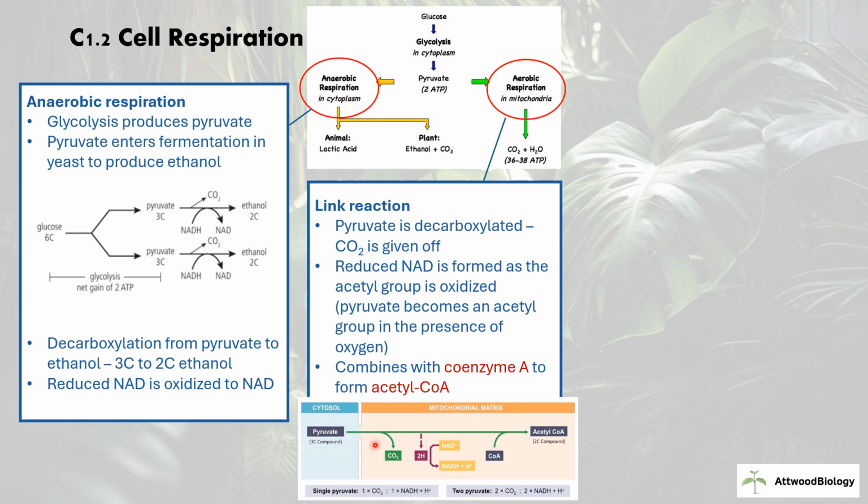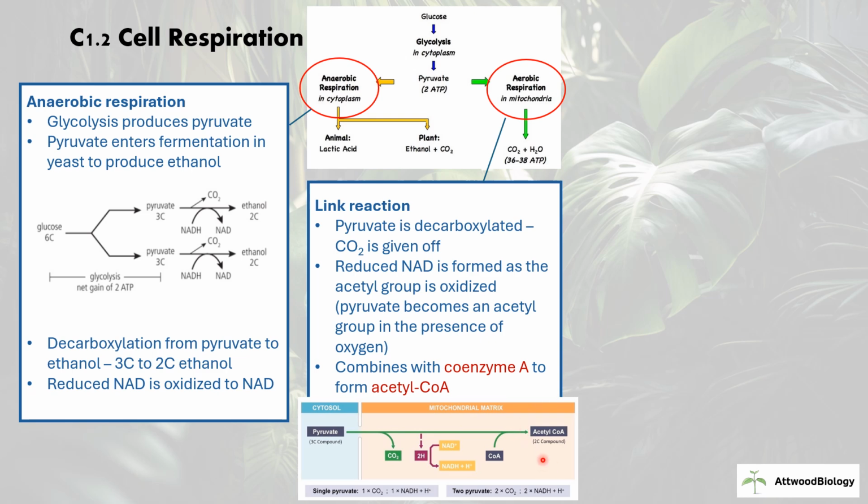The first thing that happens is it's being decarboxylated, so we're losing carbon dioxide. We're also producing some more reduced NAD, so for every molecule of pyruvate we get 1 molecule of reduced NAD. And then we're going to add in something called coenzyme A. That coenzyme A will combine with the pyruvate that has been decarboxylated, and it will produce something called acetyl coenzyme A. That's a 2-carbon compound.